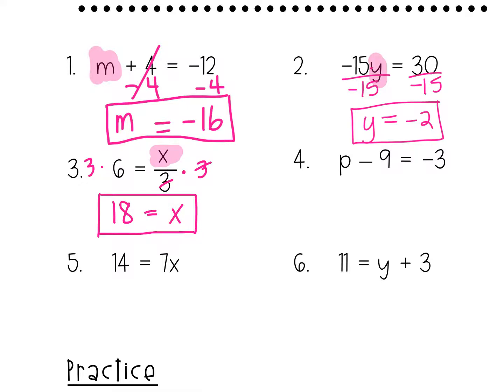Number 4, p minus 9 equals negative 3. I want p to be by itself. I know the opposite of subtraction is addition, so I'm going to add 9 on both sides. Here it will cancel, so I'm just left with p equals negative 3 plus 9 gives me positive 6.